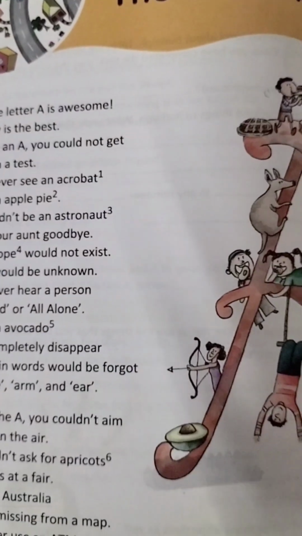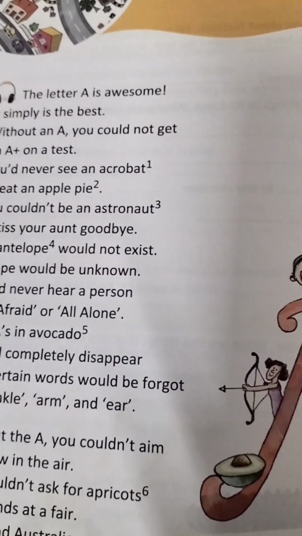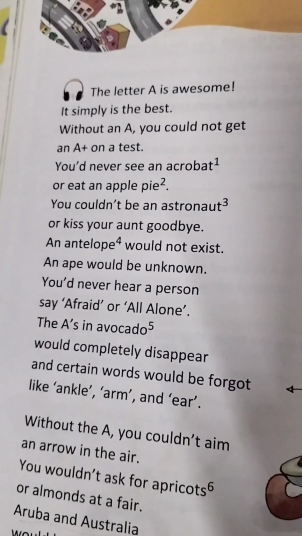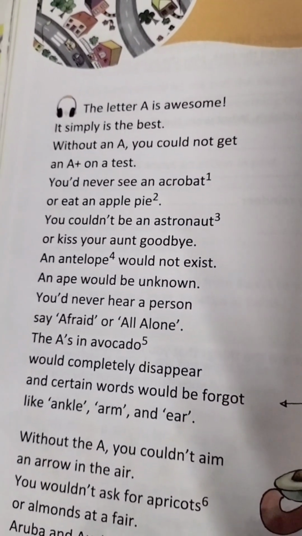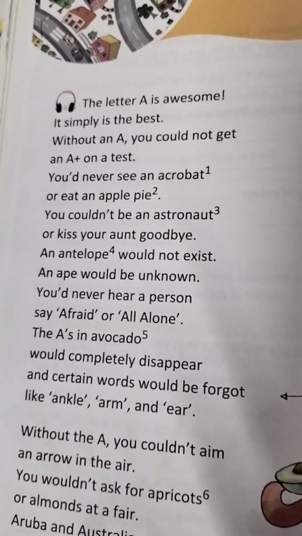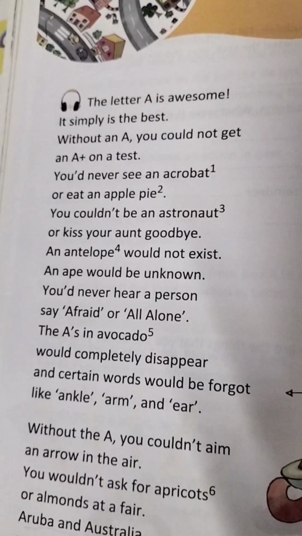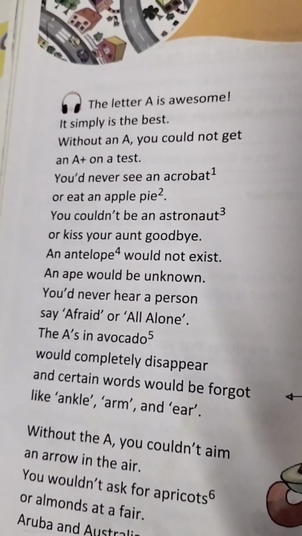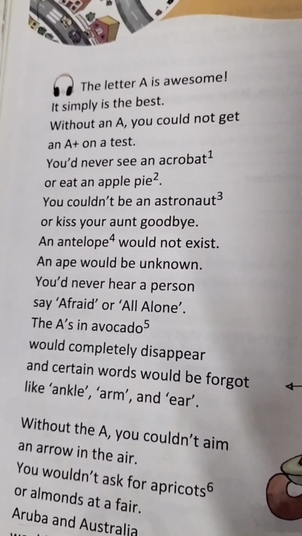So here the poet is telling us that an acrobat is a person who performs difficult acts in a circus. So he's saying that you would never see an acrobat. You can't see an acrobat, a person who performs different acts in a circus, or you can't eat even an apple pie because it also starts with a letter A.